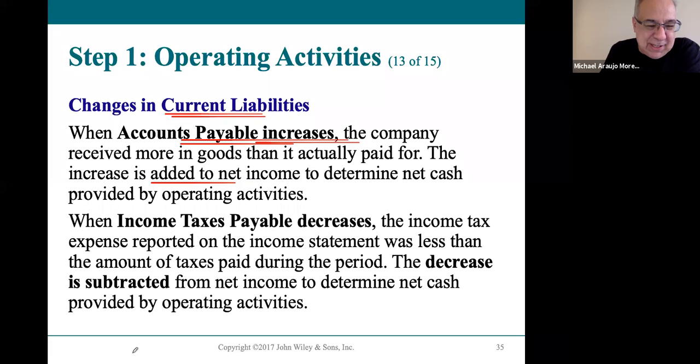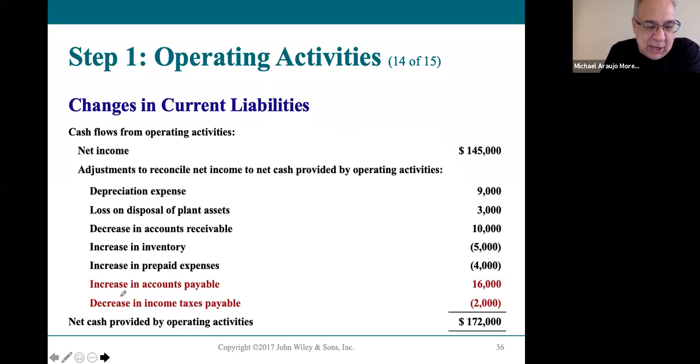I know it's one of those interesting things. So more accounts payable means that we saved cash. We didn't pay those bills right now, so we actually saved that cash. It's the same as $16,000 of cash staying in. That's how they see it.